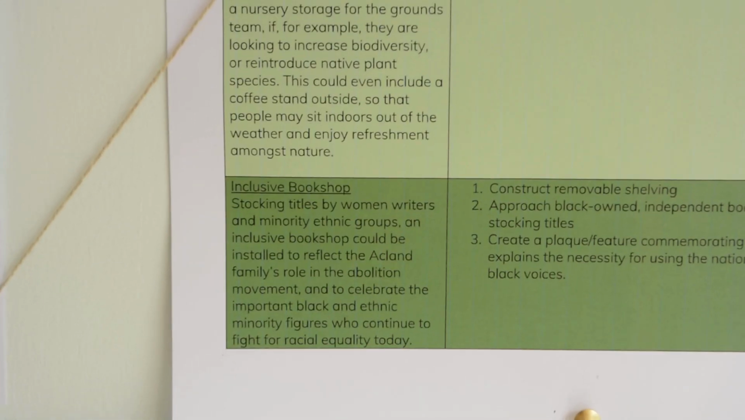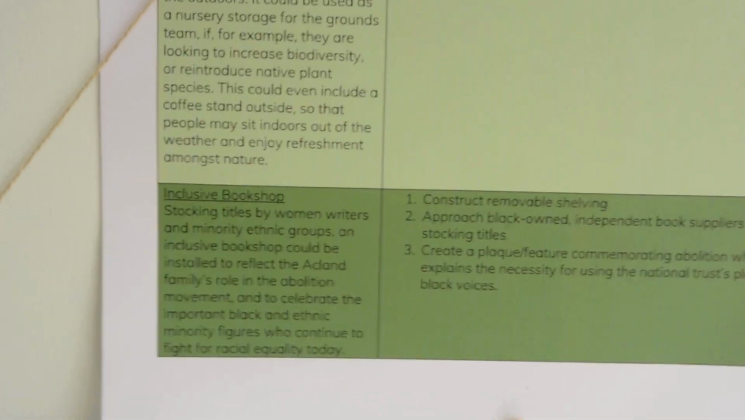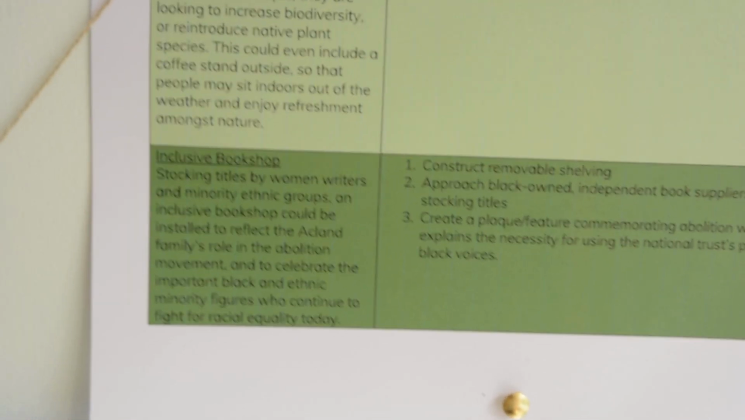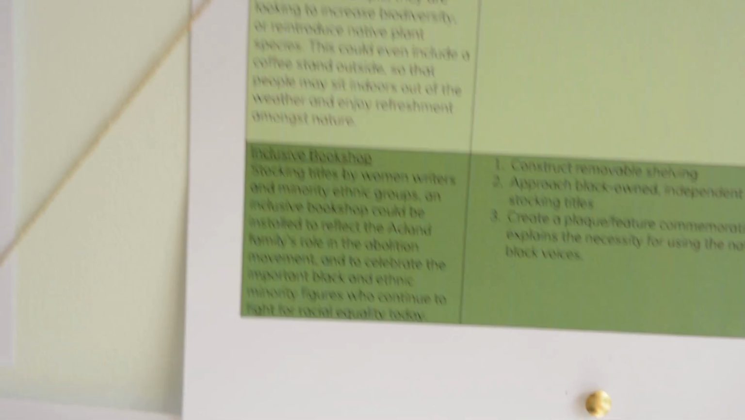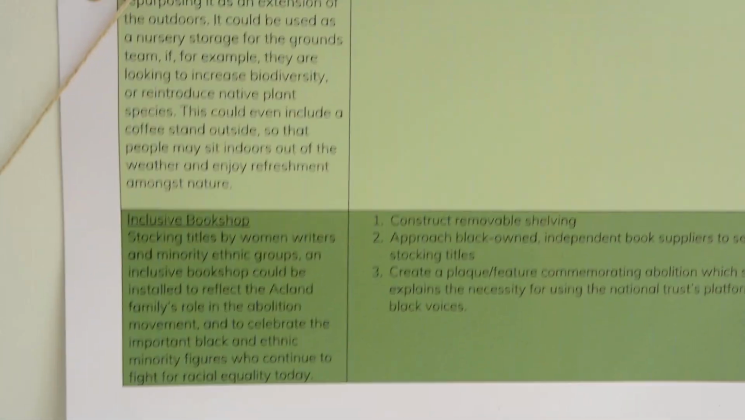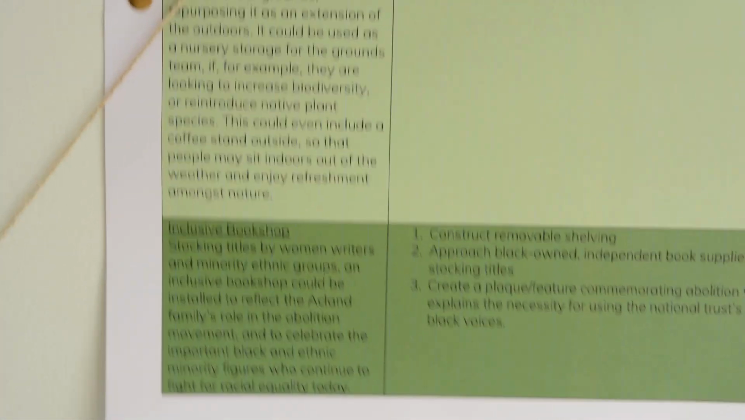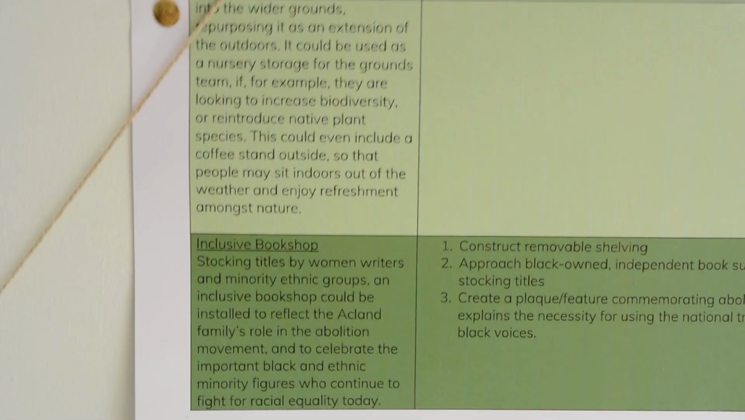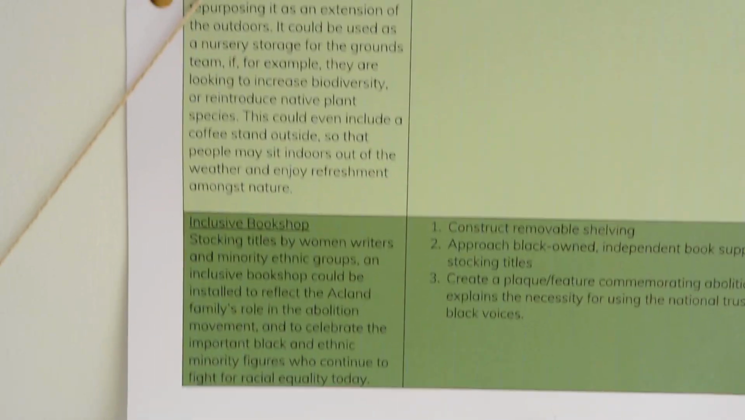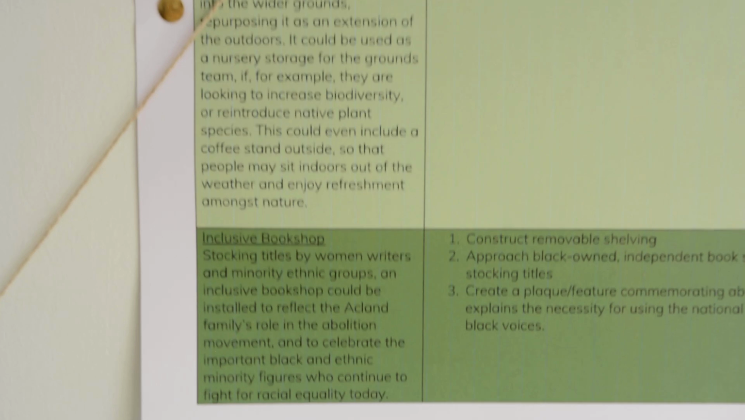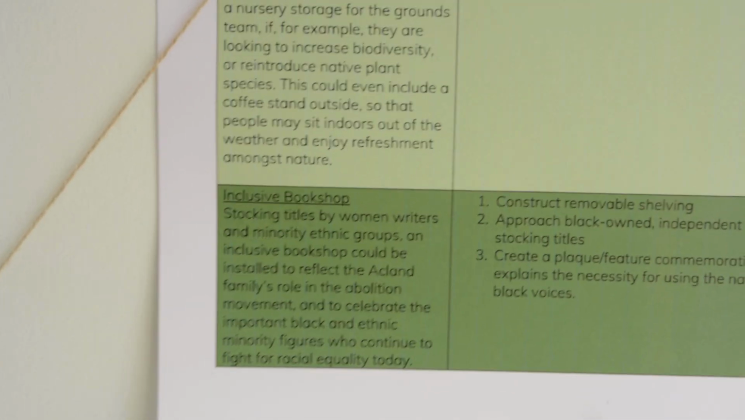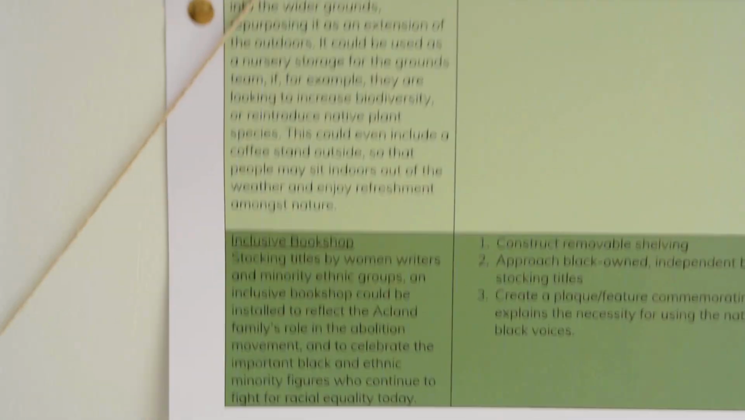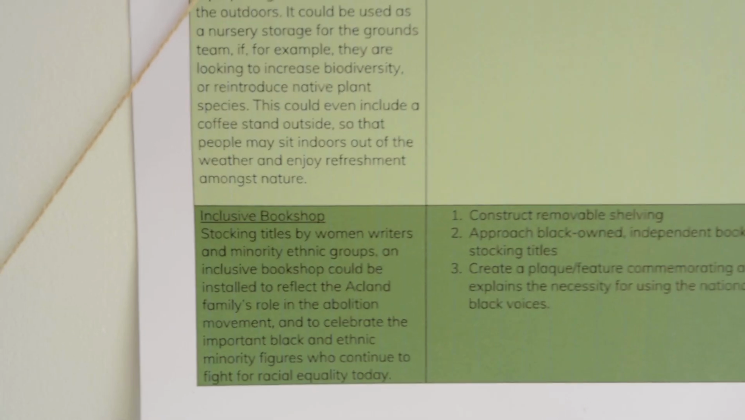Now, the last idea I had is actually the idea I'm the most fond of. This is inspired by a lot of the research I was doing around how churches have been altered or restored, and it involves the formation of an inclusive bookshop. I thought this idea also tied the future uses of the chapel to its history. I've talked a lot today about how Thomas X was very interested in overseas mission work, and how abolitionism and black rights were at the forefront of a lot of his political work. So I thought an inclusive bookshop stocking titles by women writers and minority ethnic groups could be installed to reflect the Ackland family's role in the abolition movement and to celebrate the important black and ethnic minority figures who continue to fight for racial equality today.